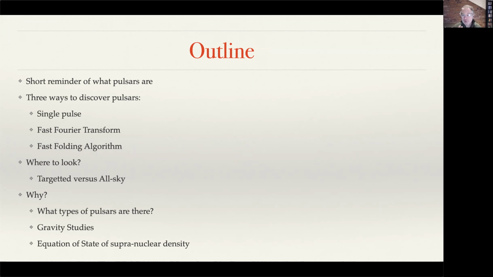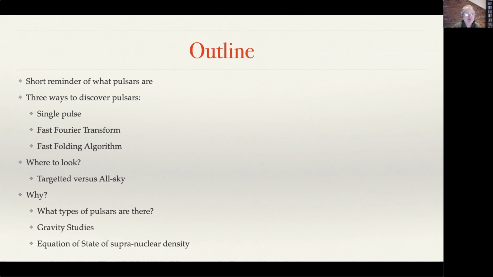Then I'm going to talk about the three different ways that you can find pulsars. One is via single pulses, so just a single detection of a bright burst of radio emission. And then two other methods which rely on the regular periodicity of pulsars to enable us to detect them. And these are called the fast Fourier transform and the fast folding algorithm.